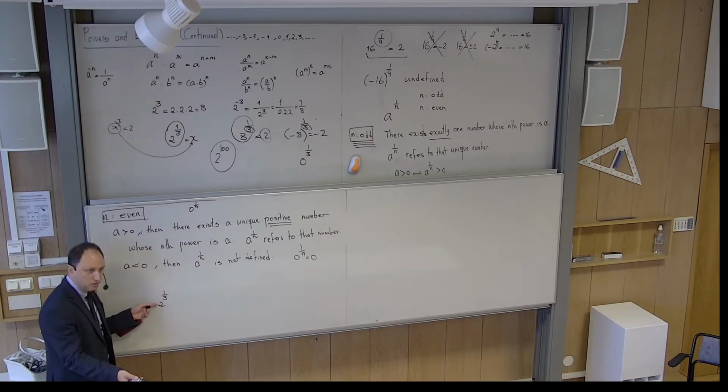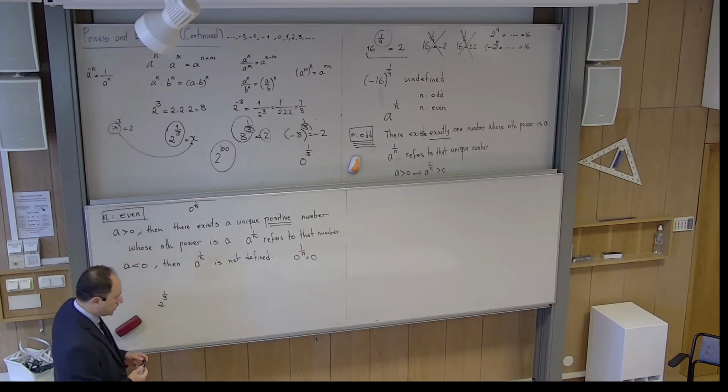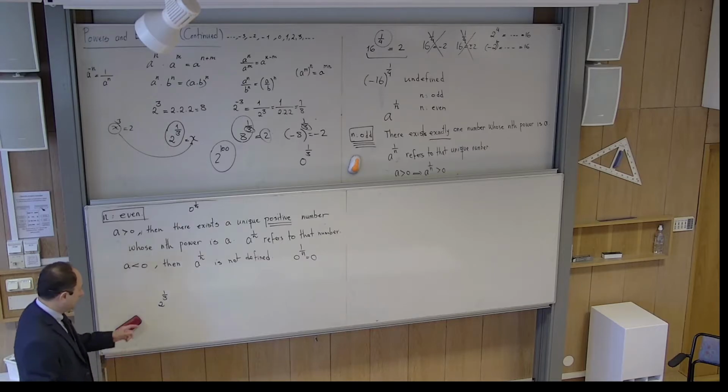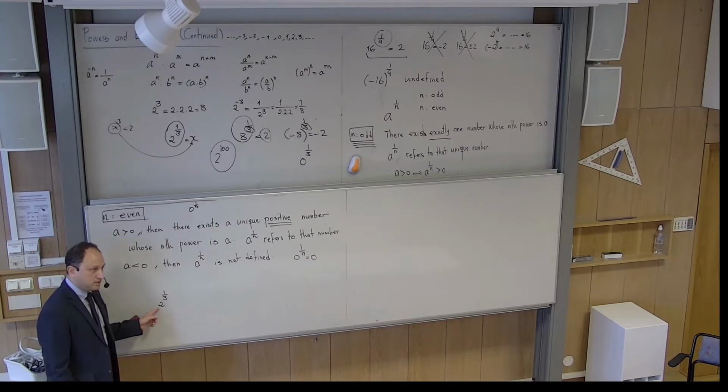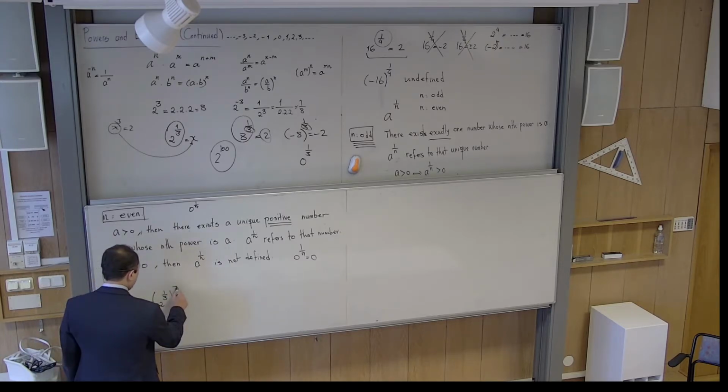But if you ask me the exact value, I cannot give it to you unless I use some more advanced mathematics or a calculator. So what does it mean? It means that this is the number whose third power is 2. Now, if you ask me what this value is exactly, I don't know. But if I raise this to power 3, I can answer this exactly.